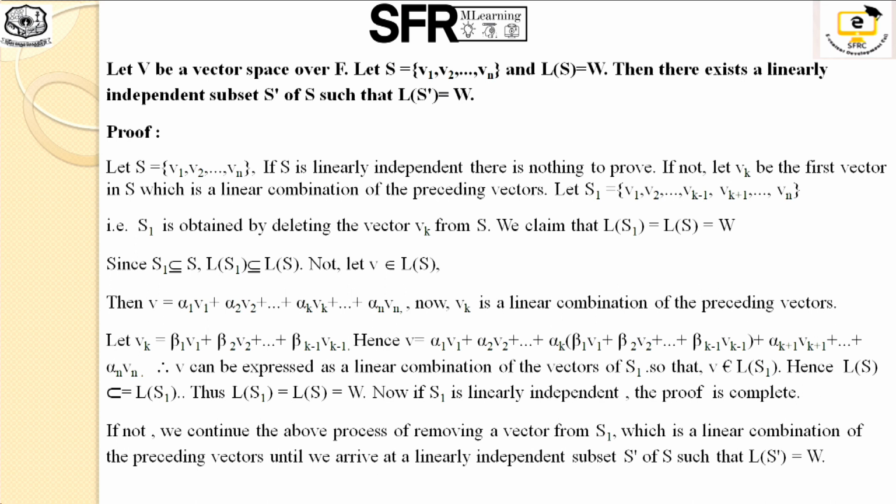If not, we continue the above process of removing vectors from S1, like this, which is a linear combination of the preceding vectors. Using that characterization, we can prove that we arrive at a linearly independent subset S dash of S such that L of S dash is also equal to W.